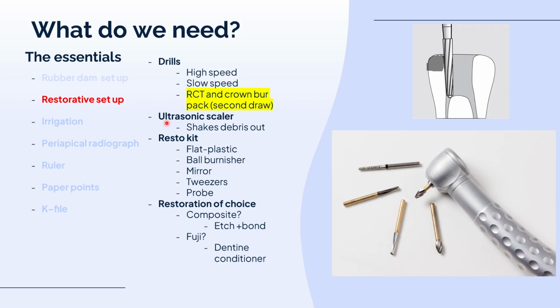Okay, I also require an ultrasonic scaler. Okay, this is the same scaler we use for our checkup and our cleans. I use this because it shakes out the debris that's in the tooth. It also helps me get rid of any weak structure in the tooth as well, so I can open up the canal. Your resto kit is your flat plastic, ball burnisher, mirror, tweezers, and probe. Also your Miller's forceps to check the bite. And then we need some sort of filling. Okay. Again, dentist preference, but it could either be composite or Fuji. Okay, so if you need composite, you get your etch and your bond. Okay, if you're going to do Fuji, get your dentin conditioner.